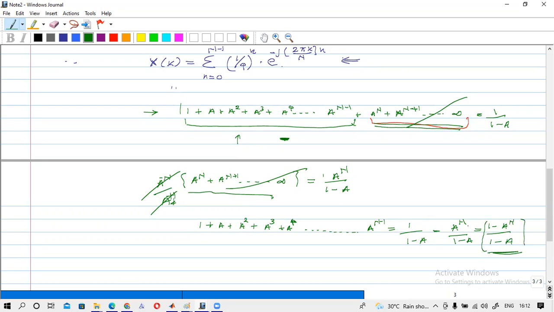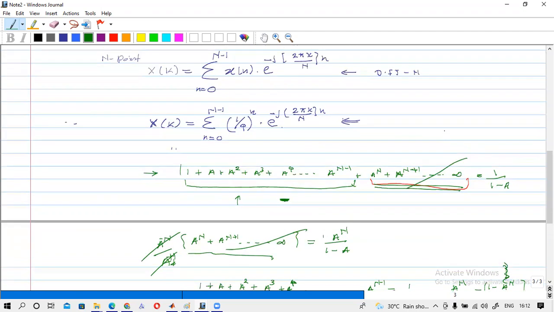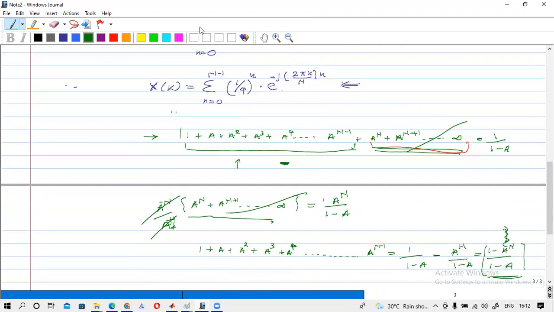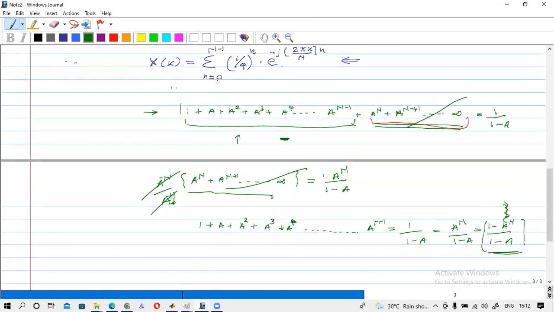Correct? I think I haven't made any mathematical mistake, numerator mistake here. I think this will be okay. I can remember, actually, this is the answer. Yes, I think it is okay. Now I am going to apply this result to here.